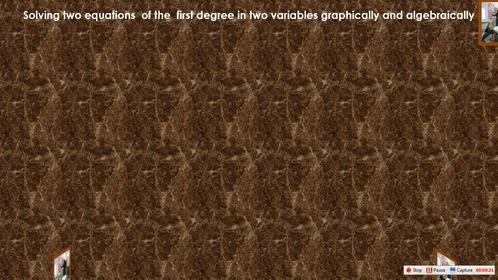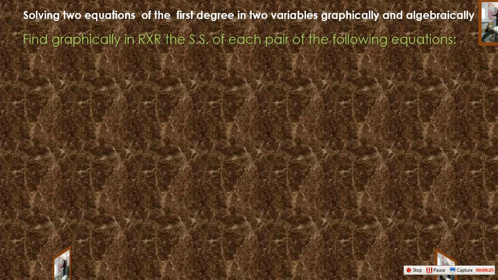Our first lesson in algebra is solving two equations of the first degree in two variables graphically. Find graphically the solution set of each pair of the following equations. The first one, y equals 2x minus 3. The second one, x plus 2y equals 4.